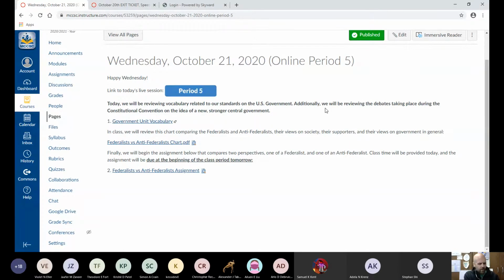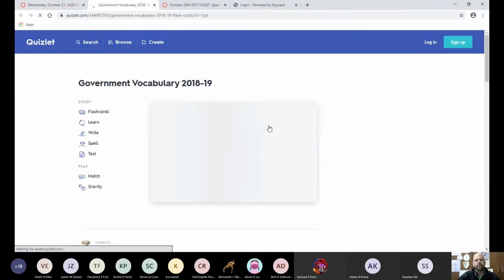So what we're going to look at here is some vocabulary. I am still trying to figure out specifically how I'm going to be able to assess vocabulary, because that is something I'm going to try to do with you all as well, even though we're not in person. So if you would please click on the link for number 1, where it says Government Unit Vocabulary, and that should take you to a Quizlet.